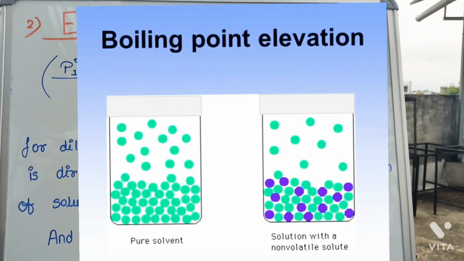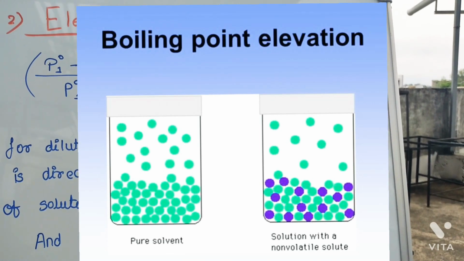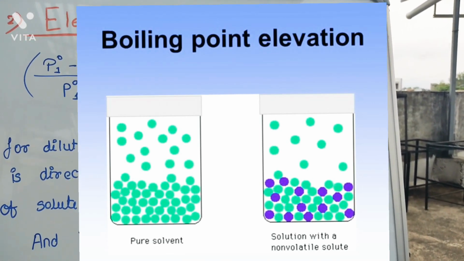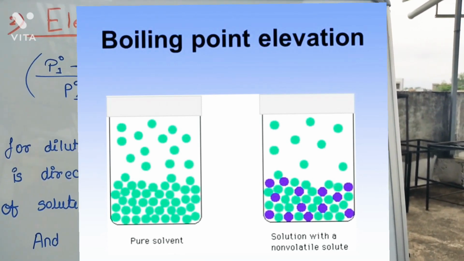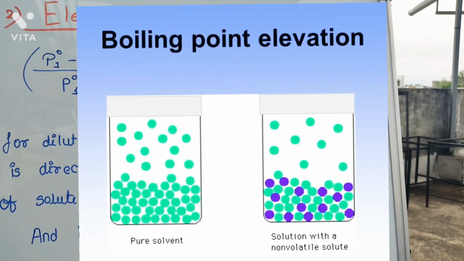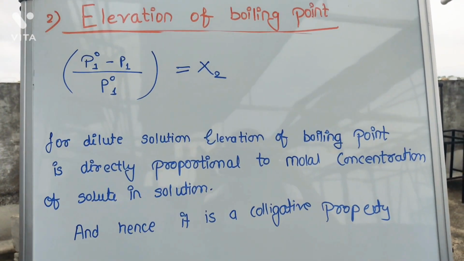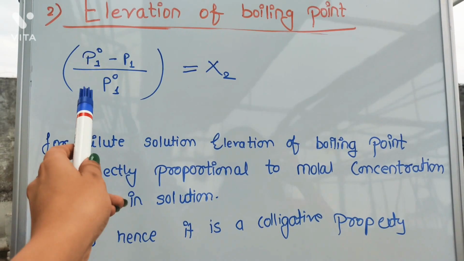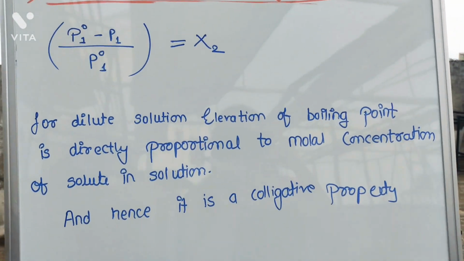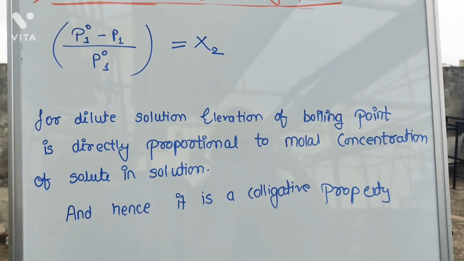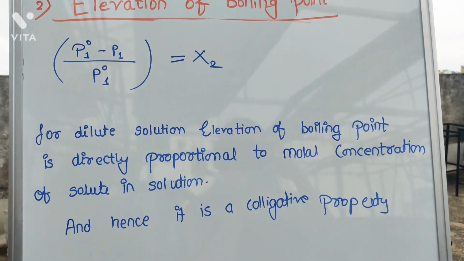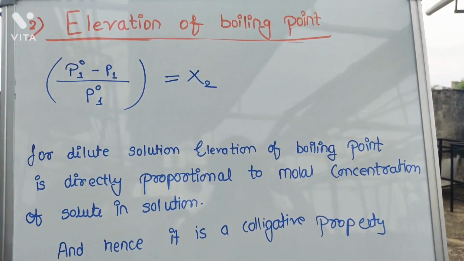Second is the elevation of boiling point. The boiling point elevation describes the phenomenon that the boiling point of a liquid will be higher when another compound is added, meaning that a solution has a higher boiling point than a pure solvent. Here the relative lowering of vapor pressure is equal to x2, where x2 is the mole fraction. For a dilute solution, elevation of boiling point is directly proportional to the molar concentration of solute in a solution, and hence it is a colligative property.